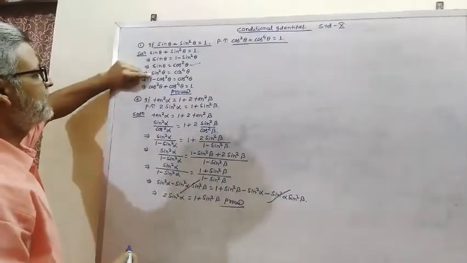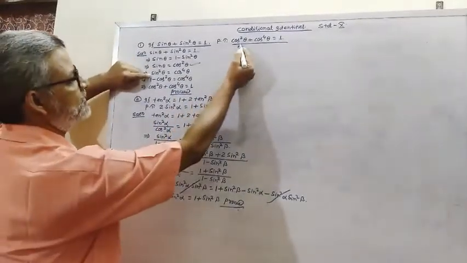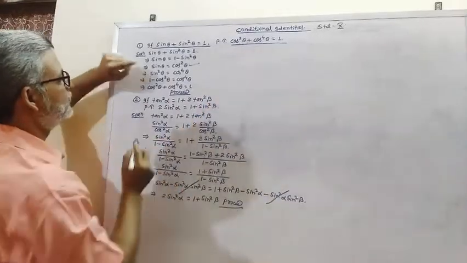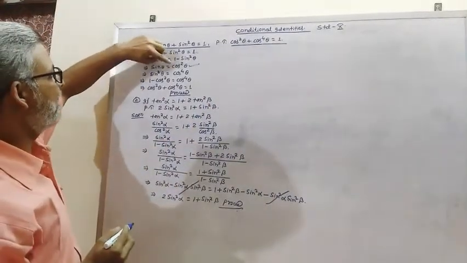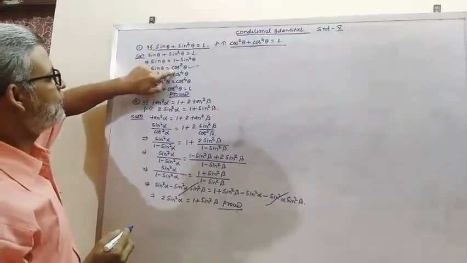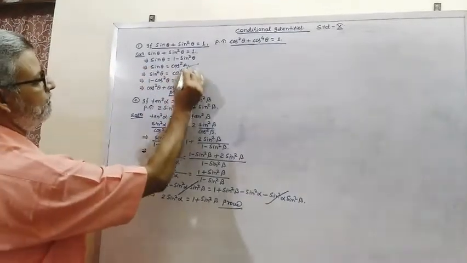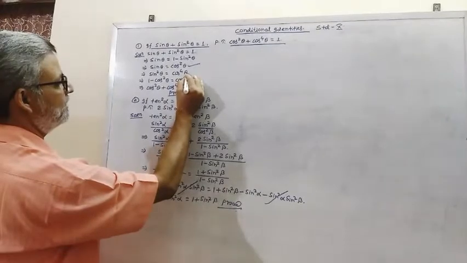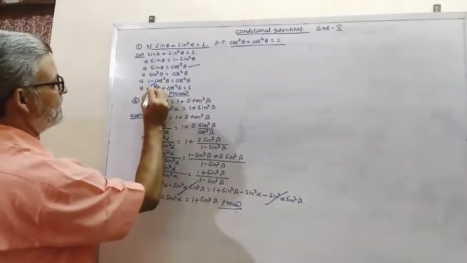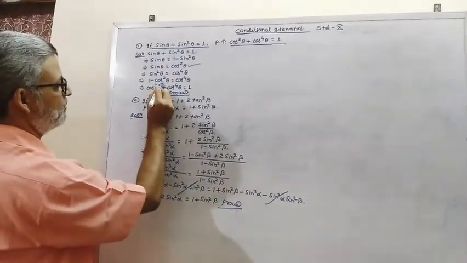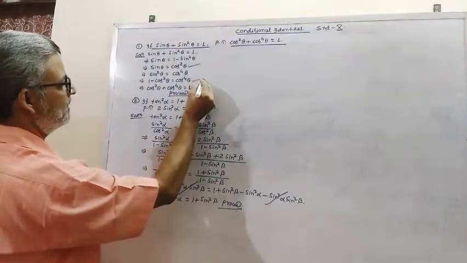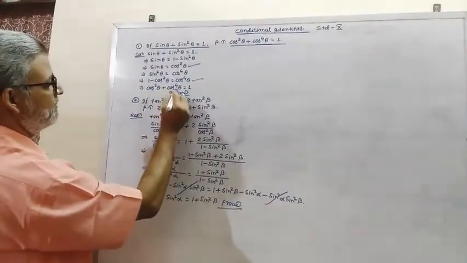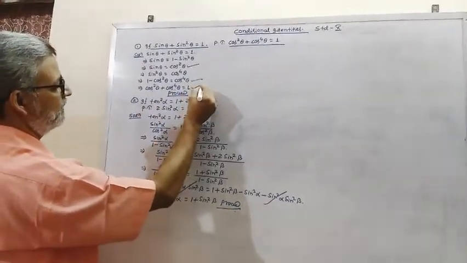Now whatever is given to prove, cos square plus cos 4. So if we make it square here, then we will get cos 4. So if you square both sides, sin square theta is equal to cos 4 theta. Sin square theta can be written as 1 minus cos square theta, which is equal to cos 4 theta. So cos square theta plus cos 4 theta is equal to 1.